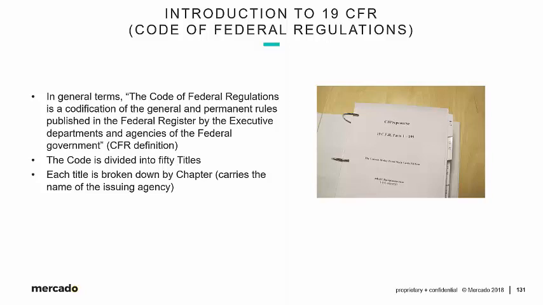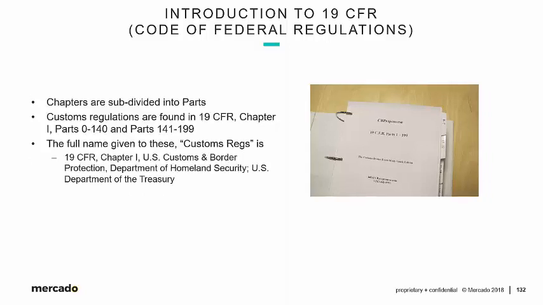For our purposes, we're interested in 19 CFR. Second bullet, the code is divided into 50 titles, and each title is broken down by chapter, which carries the name of the issuing agency. We're going to see examples of all of this in just a second, specific to importing. From that chapter level, they can then be divided into parts.